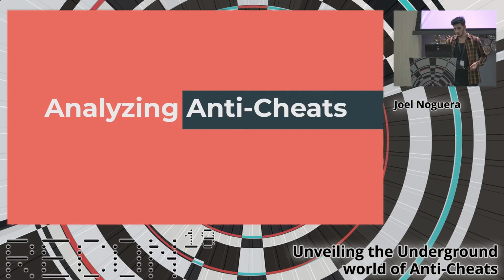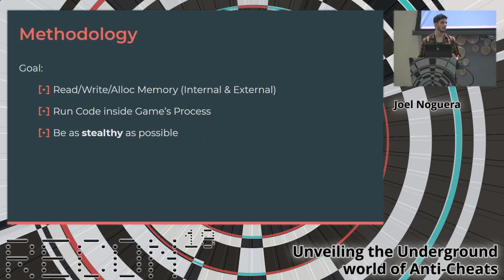So first, I started thinking about the goal. If I want to bypass an anti-cheat, I will need to read, write, and allocate memory on the game, depending on whether it's internal or external. If it's internal, I could just allocate memory to write my shellcode and then load my DLL. But if I'm external, I will need to find a way to open a handle to the process and start reading and writing memory in order to get the information I need and also manipulate the game so I can send actions, for example, to the game.